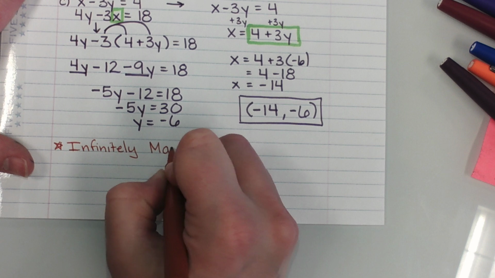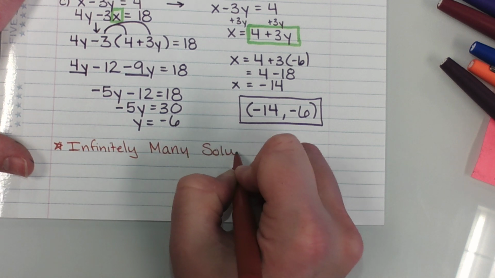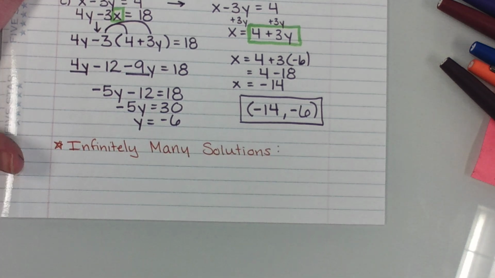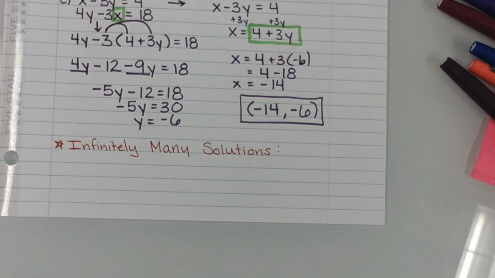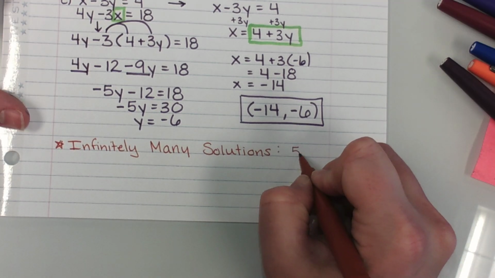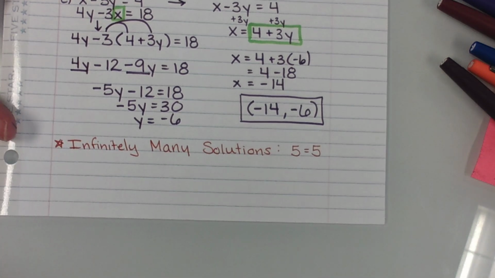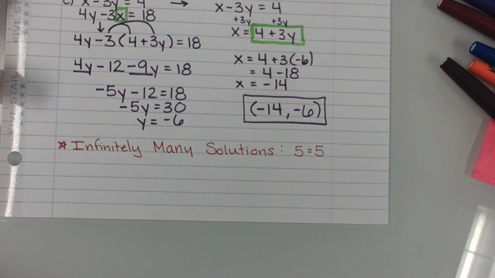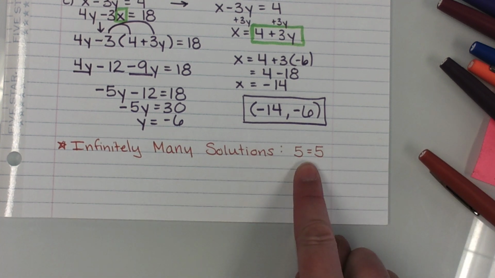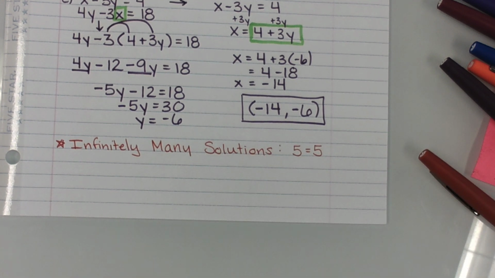On a graph, infinitely many solutions looks like two overlapping graphs. Algebraically, infinitely many solutions will be a number equal to itself. Something like 5 equals 5. The variables disappear just like in no solutions. The only difference is no solution is a number equal to a different number, and infinitely many solutions is a number equal to itself. It's something that always works out. 5 is always equal to 5.